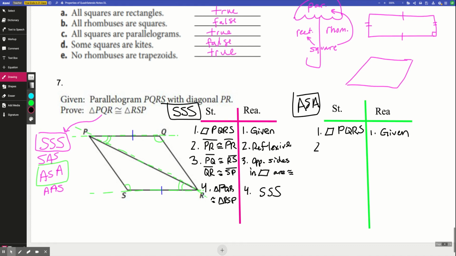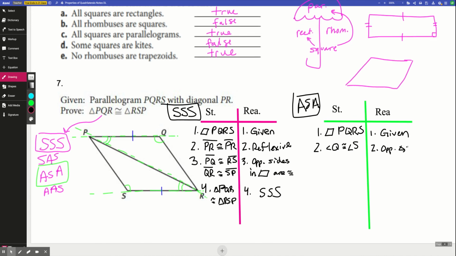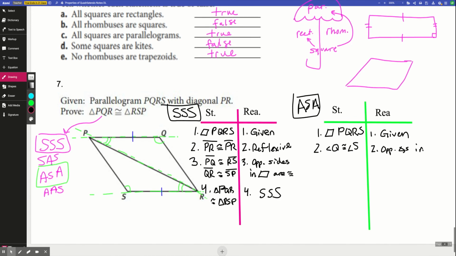Okay, so step 2 here is angle Q is congruent to angle S. And my reason is that opposite angles in a parallelogram are congruent. And when you're writing proofs, you can abbreviate the same way that I did here, because we're just using parallelogram properties. They don't really have names, like these rules don't really have names.